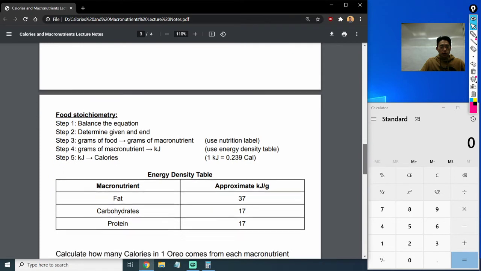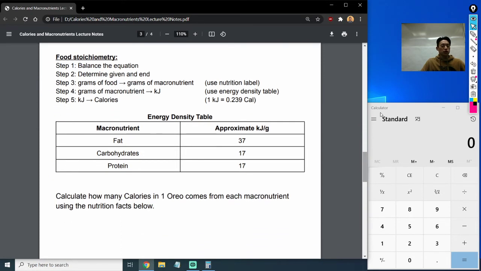All right, so we are going to be doing some food stoichiometry to finish out today's lesson. I know you guys love stoichiometry, so take a second to write down these steps, okay? There's 5 steps, but it's actually simpler than regular stoichiometry. The first step, you want to balance the equation. Step 2, you want to determine the given and the end. Step 3, you're going to use the grams of food and find the grams of macronutrients. We'll talk about what that means in a second, and we're going to use the nutrition label for that.